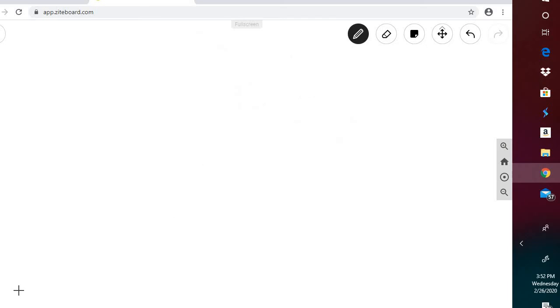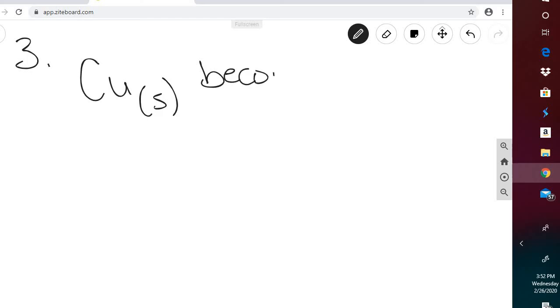Number 3 in this question tells us that one side of a galvanic cell has copper, which is a solid, and that copper becomes Cu2+. Okay, so then here's our question. Is this the anode or the cathode of the cell? Okay, so in order to go from copper to copper +2, that means that it lost electrons.